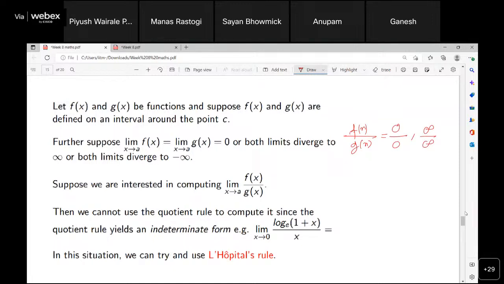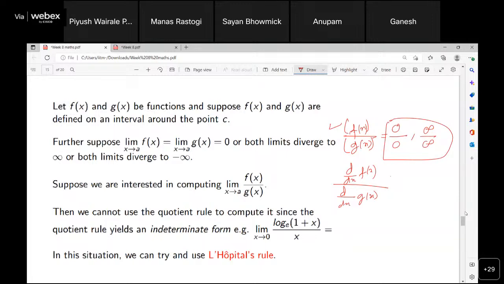So what is in that rule? You can simply differentiate individually, right? Numerator and denominator: d of f of x upon d of g of x. It is not the quotient rule you are applying here. We are differentiating the numerator and denominator individually in L'Hospital rule. So keep that point in mind. Only for these two indeterminate forms can we apply this particular rule.